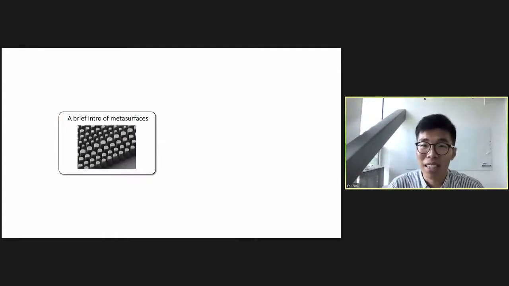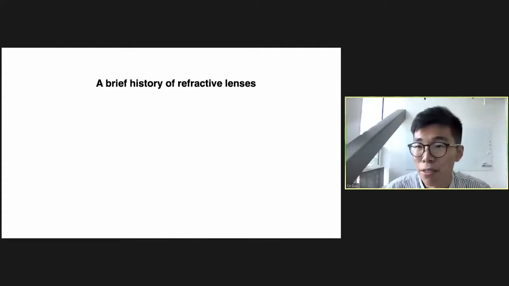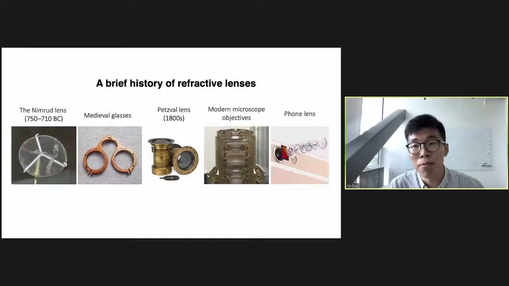I will first give a brief intro to the Metasurfaces, what their advantages and disadvantages are compared to traditional refractive and diffractive optics. Then I will show you some potential applications of Metasurfaces with an example of my past research. We have been making lenses for quite a long time, from the Nimrud lens 3,000 years ago to the medieval glasses and to modern optics for microscopy and photography. These engineered optics have been more accurate and compact.